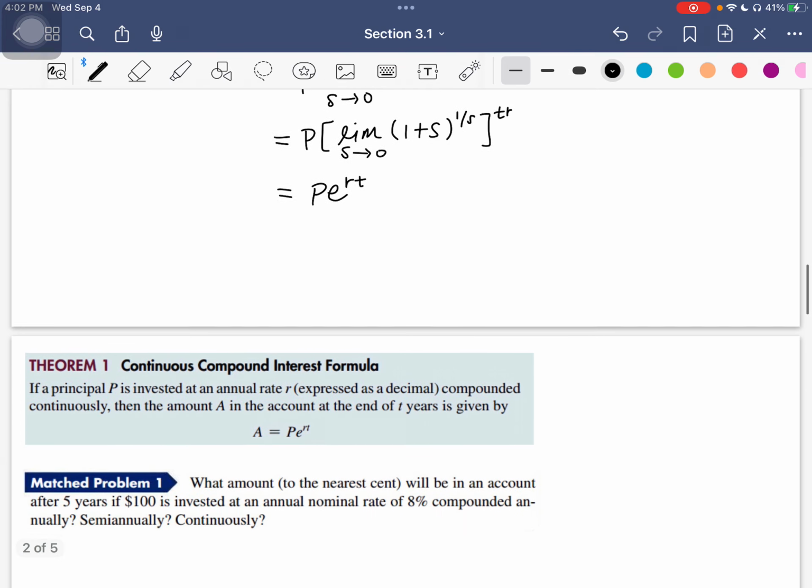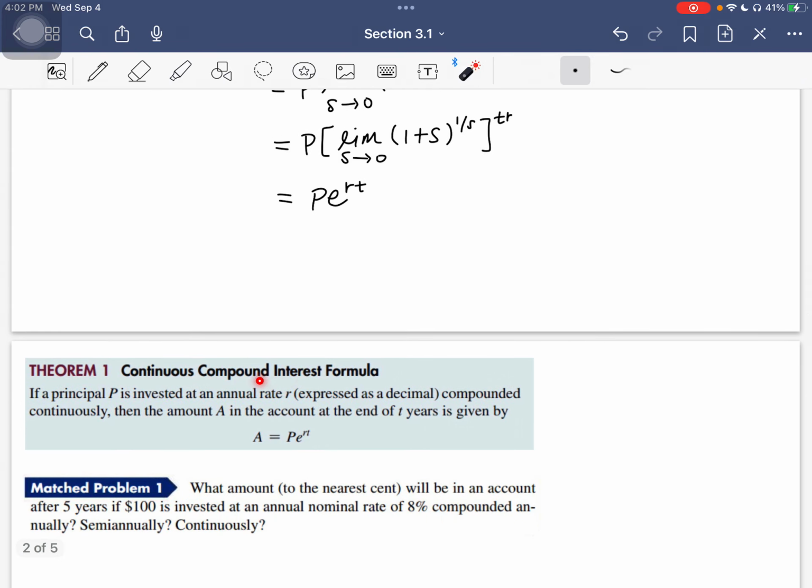All right, and as you can see down here, that is our continuous compound interest formula. So if a principal P is invested at an annual rate R, and this will always be expressed as a decimal, and if this is compounded continuously, then our amount A, the amount at the end of a certain amount of time, is going to be given by this guy here.